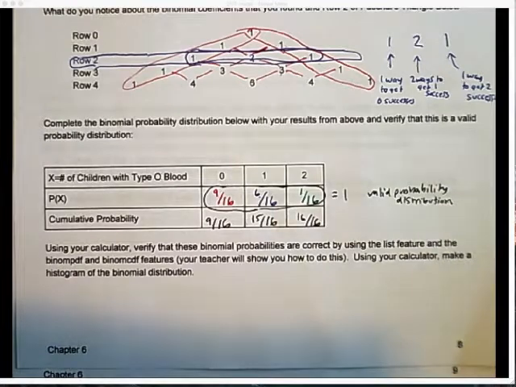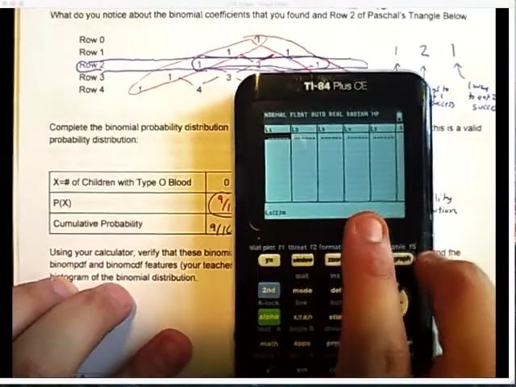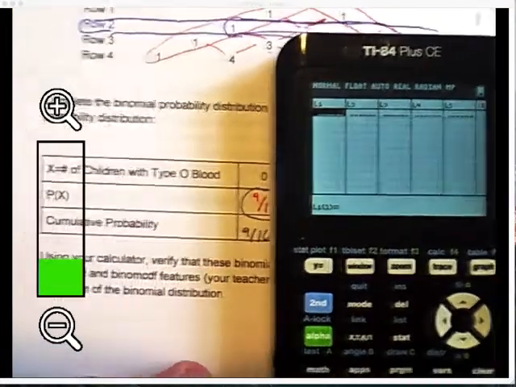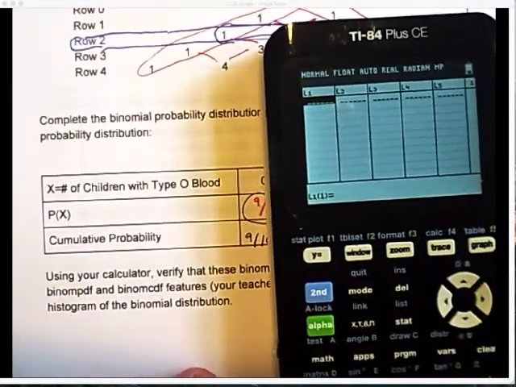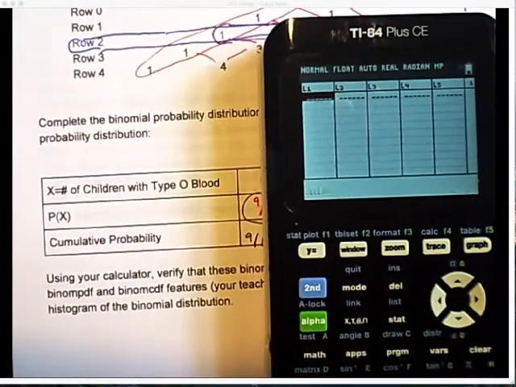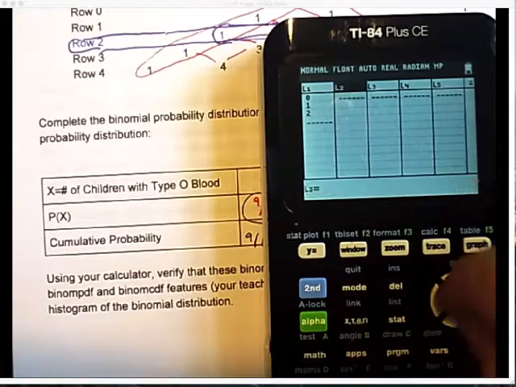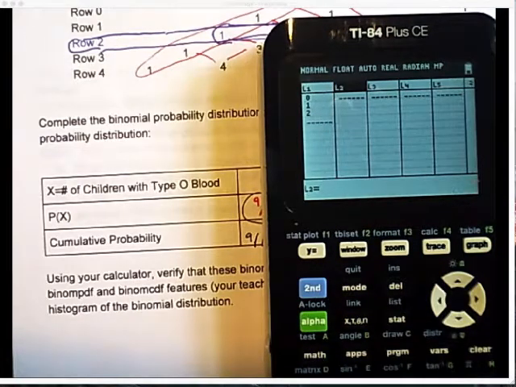So there's an easier way to do this. Let me show you the easier way. So in our case, let's go into our lists. So those are the number of children that could have type O blood, 0, 1, and 2. But if we go up here where it says L2, I can actually calculate the binomial probabilities.